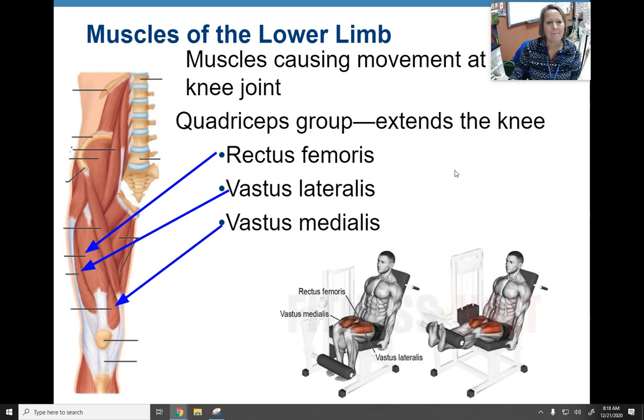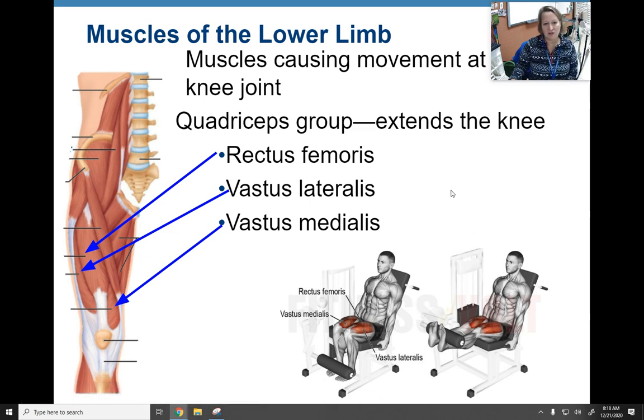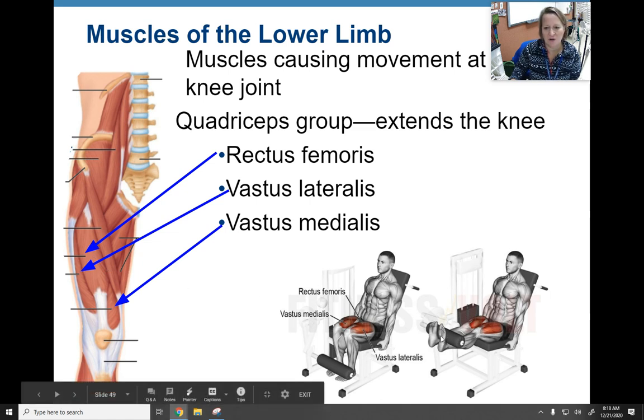The muscles that extend the knee, those are going to be your quadriceps, on the front of your leg. And here's your machine that works your quadriceps. They are also made up of 3 muscles: the rectus femoris, the vastus lateralis, and the vastus medialis. So those are the muscles that are included in extending the knee. And here's your visual for knee extension.